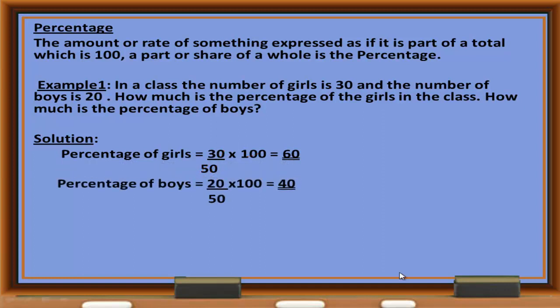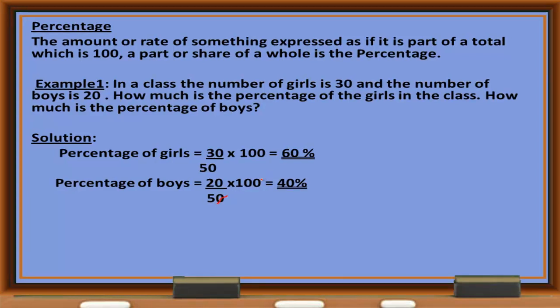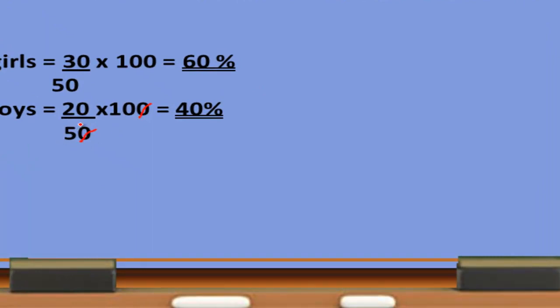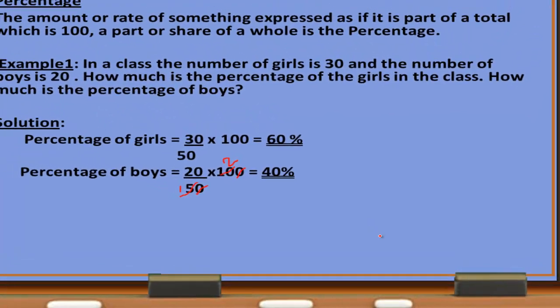Percentage of boys, 20, that is the number of boys, over total times 100. We make times 100 so that it will be percentage. Percentage of boys, 20 over total, that is 50. The number of boys over total. Then we calculate it. This 0 will be cancelled with this 0. By 5, 1. By 5 is 2. 2 times 20 is 40%.